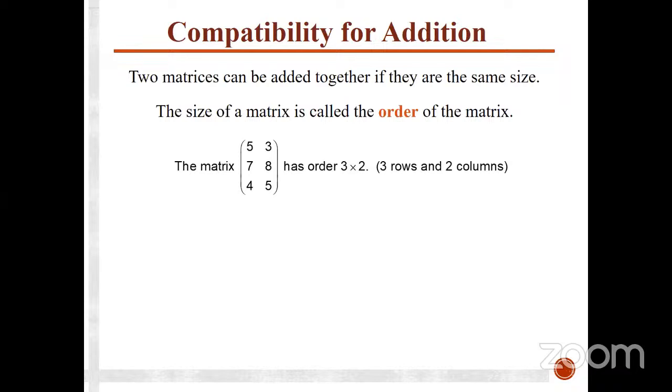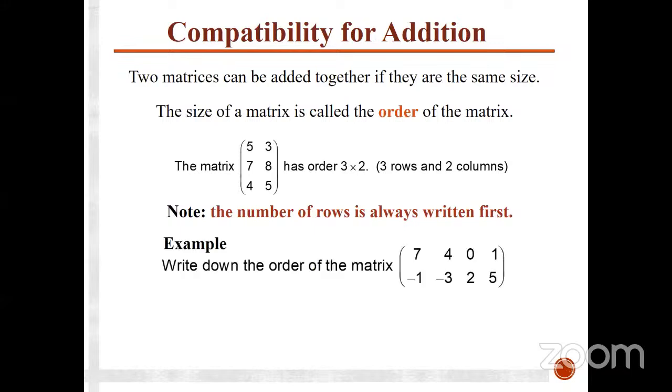And in this particular example, we know that the order here is a 3 by 2 because it has 3 rows and 2 columns. Remember, we always write the number of rows first. In this particular case, for example, we see that we have 2 rows. The first row has the numbers 7, 4, 0, 1. And the second row has the numbers -1, -3, 2, 5. So we have 2 rows. And how many columns do we have here? Can I hear from the chat? How many columns is in this example?